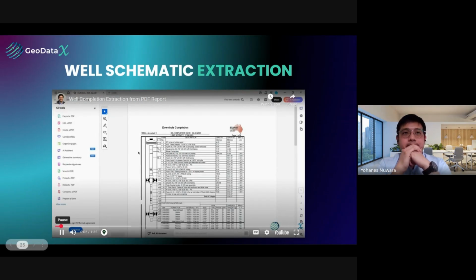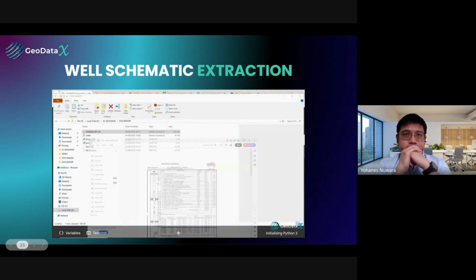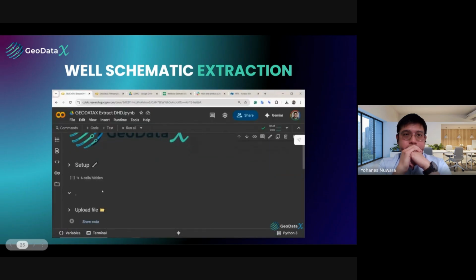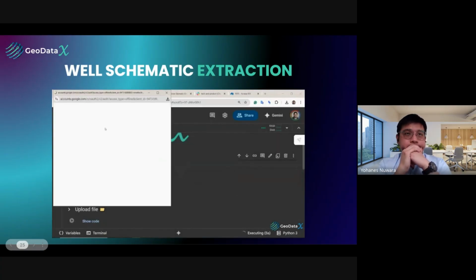Petroleum engineers are working with well completion schematics most of the time. In this example, a well schematic is displayed in a PDF report, where it has information about length, depth, and diameters of each component. In GeoDataX, we have made a tool that extracts information from well completion PDF reports into Excel spreadsheets and builds modern DHD component diagrams.